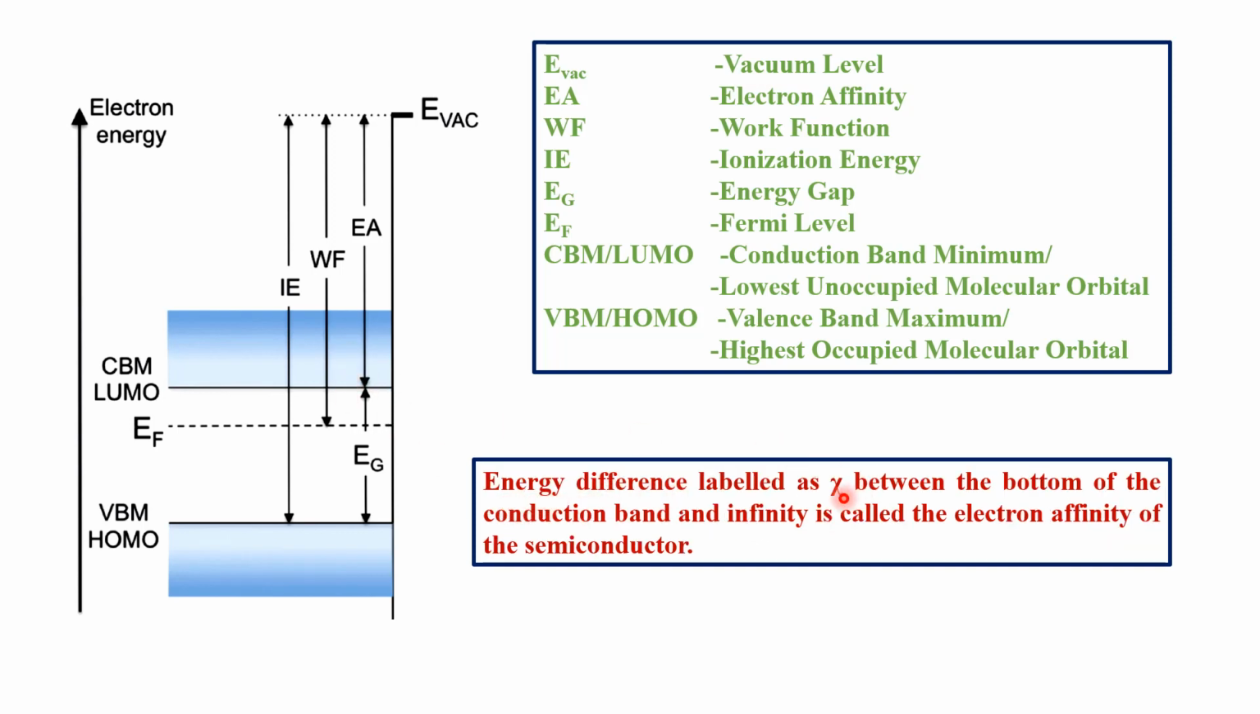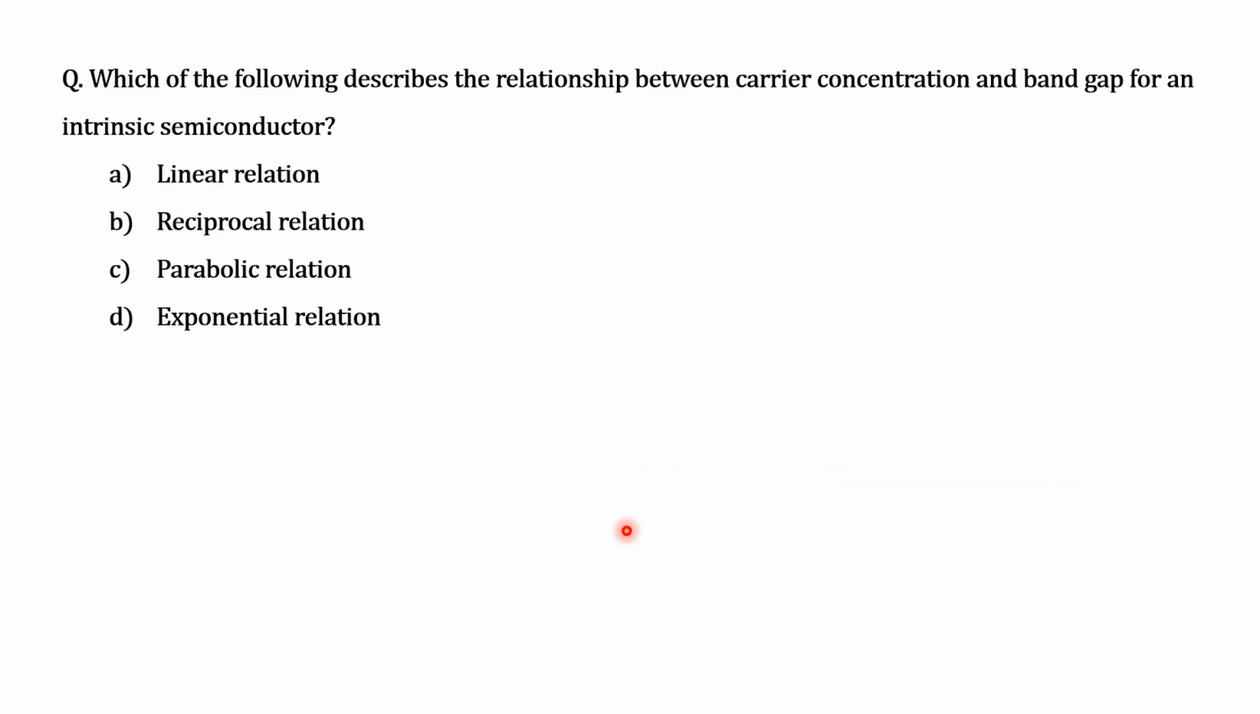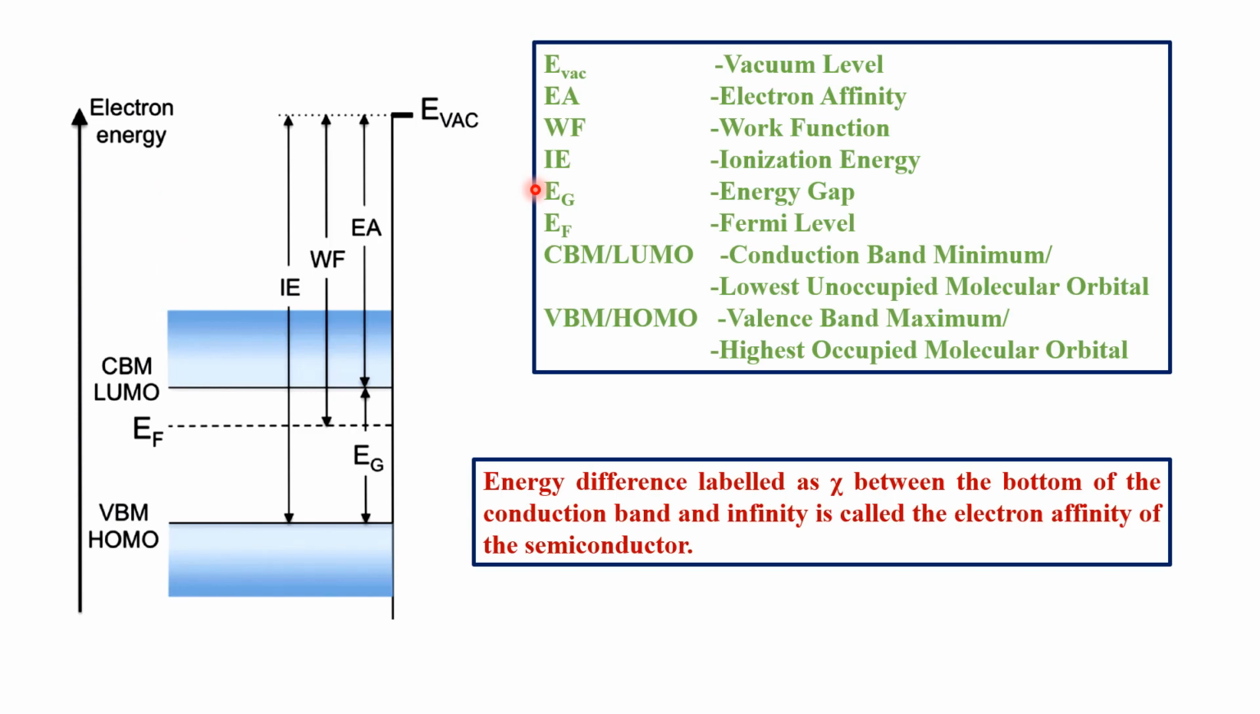Then we have psi, the electron affinity. The energy difference between the bottom of the conduction band and infinity, that is, the energy vacuum, is known as chi, the electron affinity. These are the basic concepts that we'll be using in the upcoming questions.